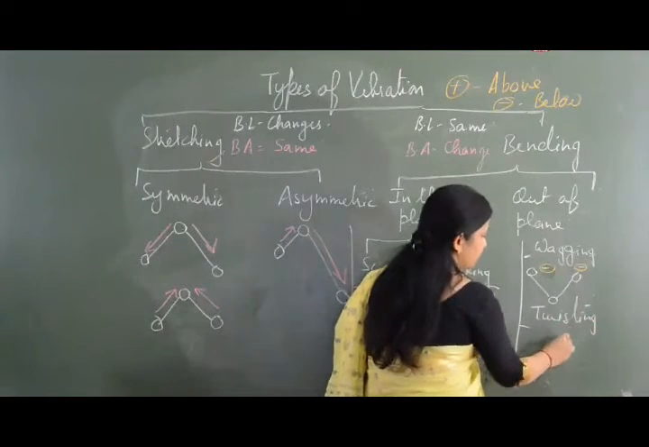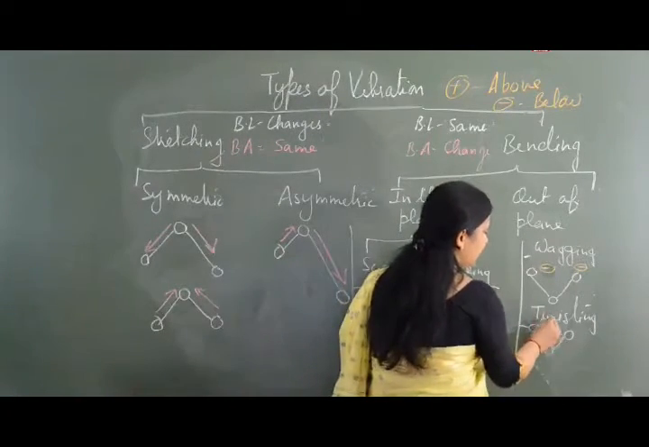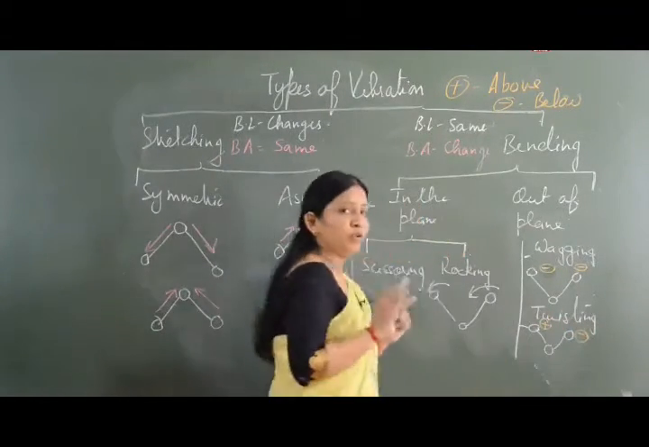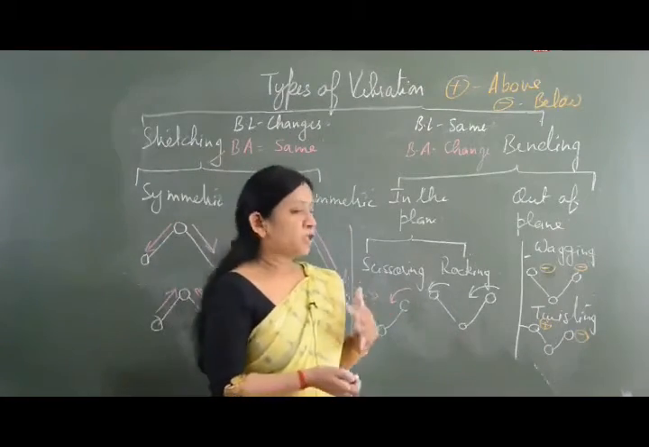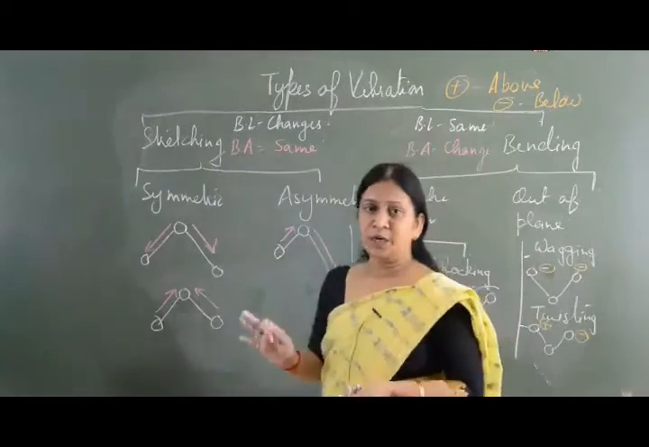So this is wagging. And twisting means, in case of twisting, one bond will move above the plane, the other bond is going to move below the plane. So this is twisting. So these are the types of vibrations which can take place in a molecule.